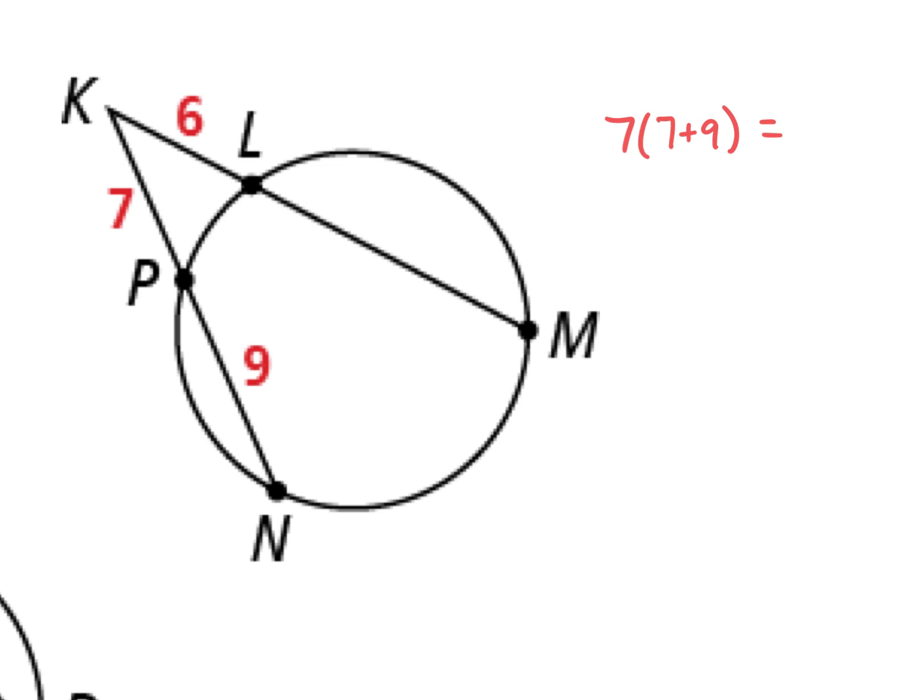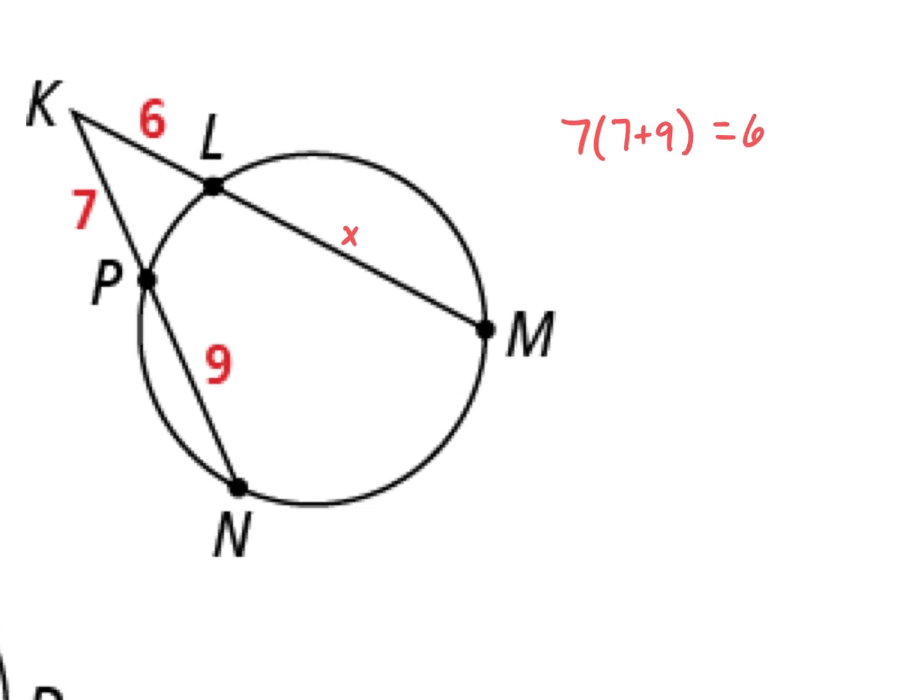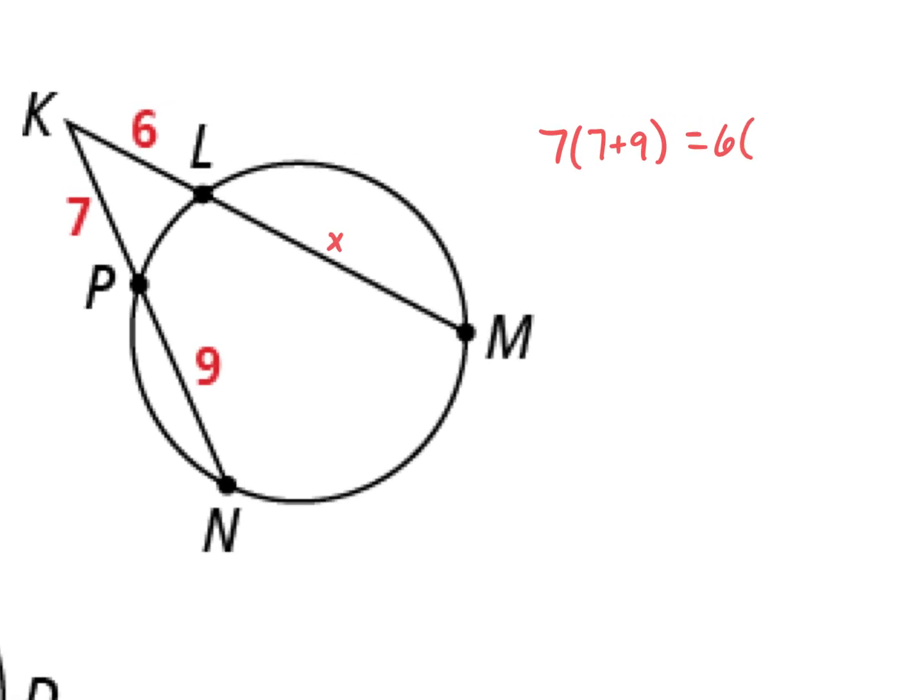Okay. And then do the same thing for this side. What's the outside of that secant line? 6. And then take that times its total. Yep. Okay. So here, do not distribute this 7. Order of operations tells you parentheses first. So what's 7 plus 9? 16. 16 times 7, I believe, is 112. And then this 6, what's happening? Yep, distribute. So we get 6x plus 36 there. And now we solve. Subtract 36.